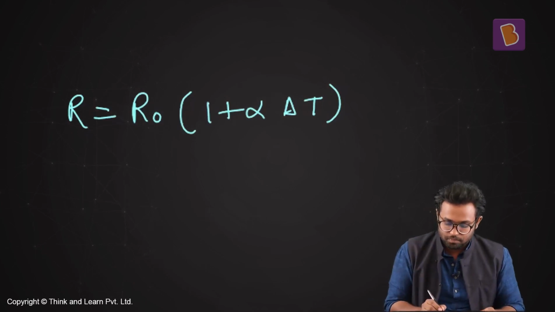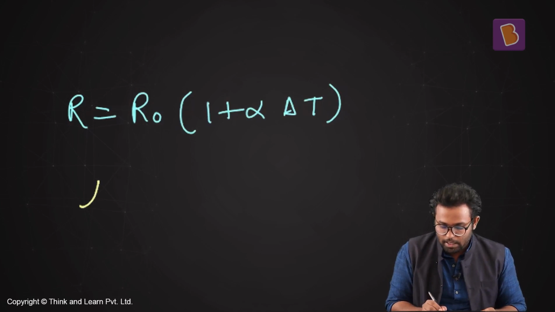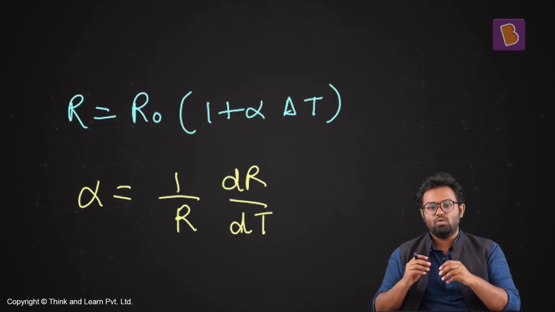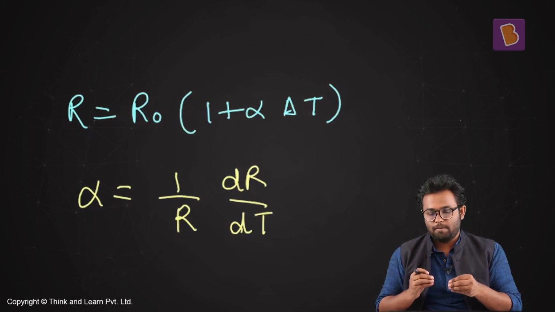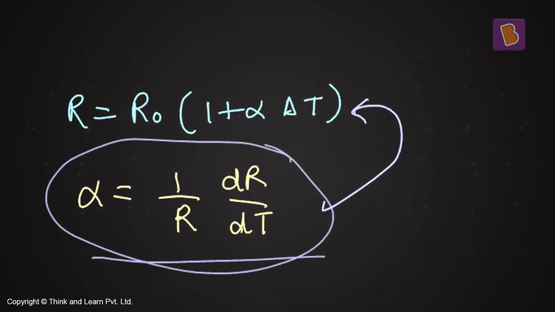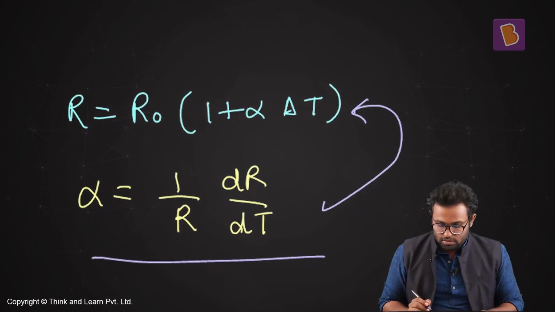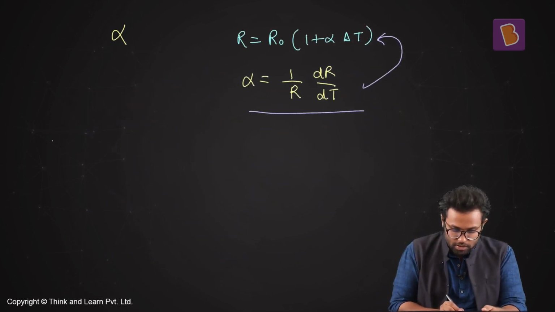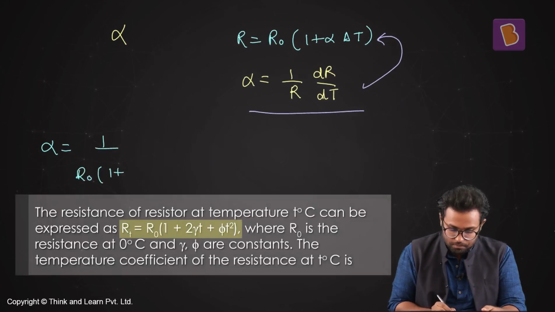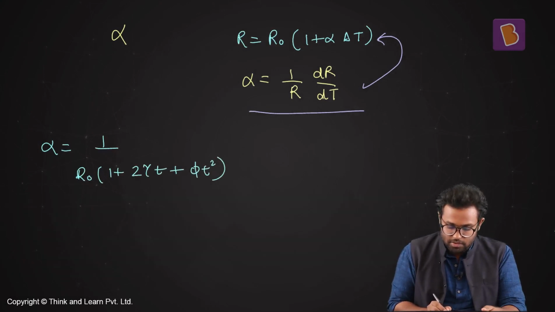That formula is actually an expression for alpha. Alpha is equal to 1 by R dR by dt. This is a general expression for how resistance varies with temperature, and the formula over here is an approximate formula which we derive using this expression. So when alpha is given as a function of temperature, you have to use this formula. Now let's do this. Alpha is equal to 1 by R, which is 1 by R0 (1 plus 2 gamma t plus phi t squared), times dR by dt.